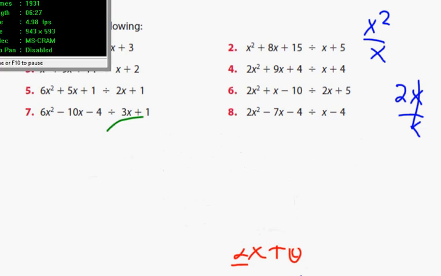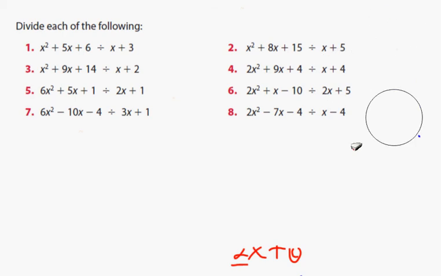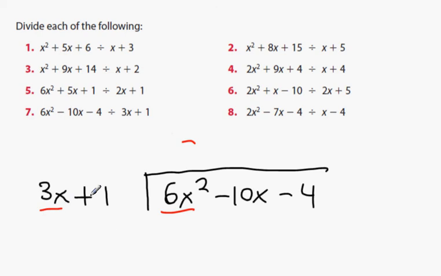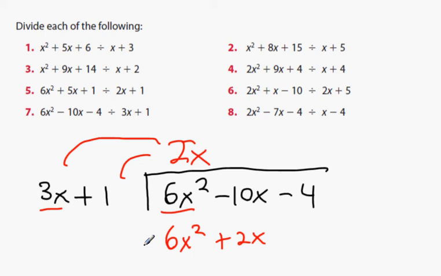Okay, guys, so what we get next is we're going to try number 7. Now, number 7 is going to be 6x squared minus 10x minus 4 divided by 3x plus 1. Okay, Dennis, what number goes in here? 2x. Now what do you do next, Dennis? And what do you get? 6x squared plus 2x. Now what do you have to do? And what do we get now?